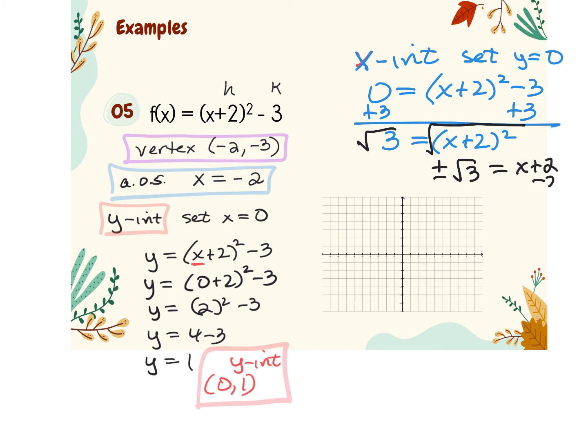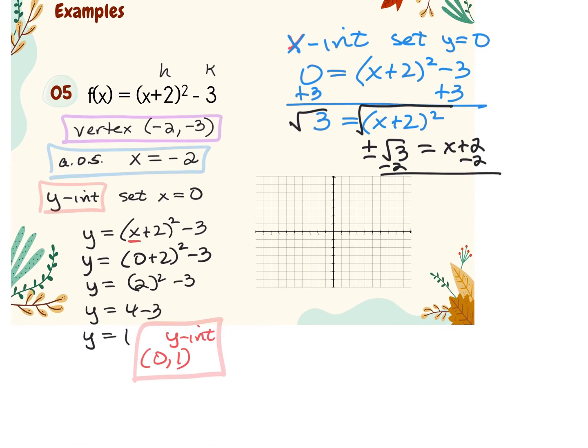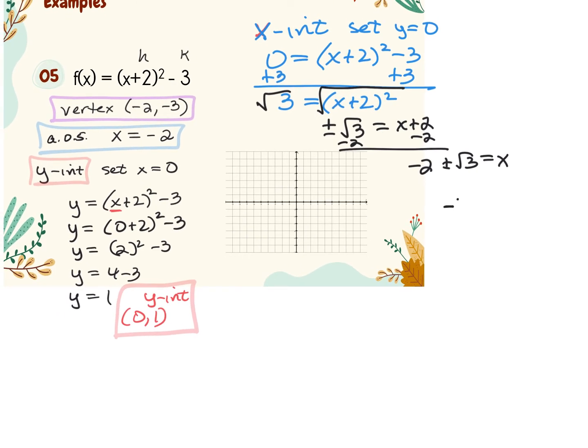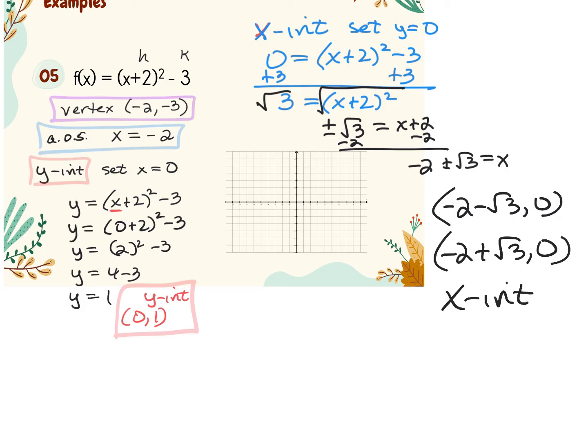I'm going to subtract 2. And I have an x-intercept at -2 plus or minus root 3 equals x. They're going to probably ask you to write them as coordinates. So you're going to write (-2 minus root 3, 0) and (-2 plus root 3, 0). These are my x-intercepts.